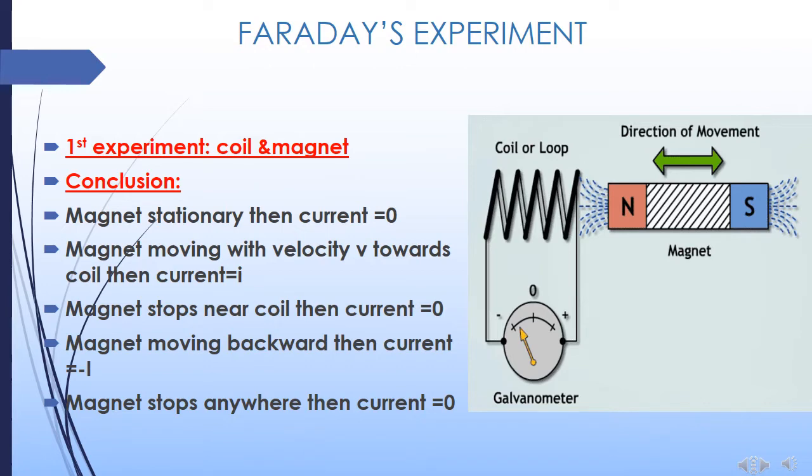These are the observations, and now we have to analyze these observations. We have analyzed this: if the magnet is not moving, then there will be no current flowing in the coil. Second one is, if the magnet is in motion, whether it is towards or away from the coil, then there is a current in the coil. This is our first experiment.